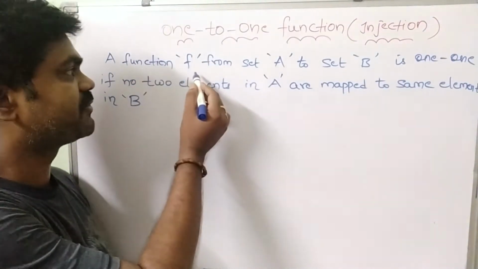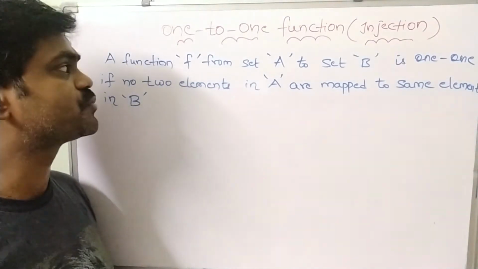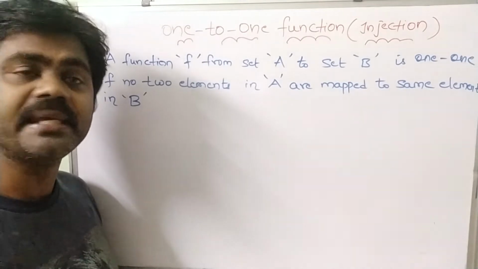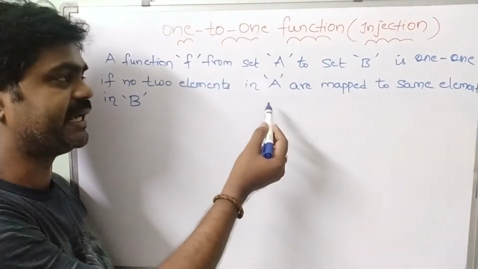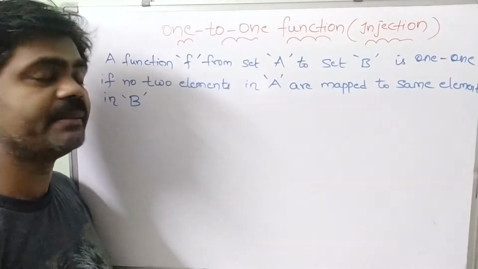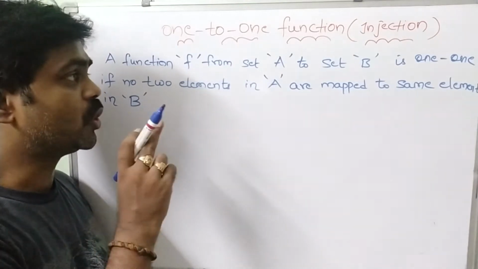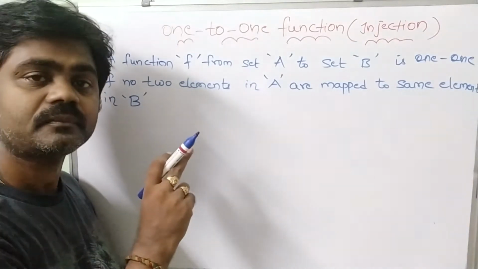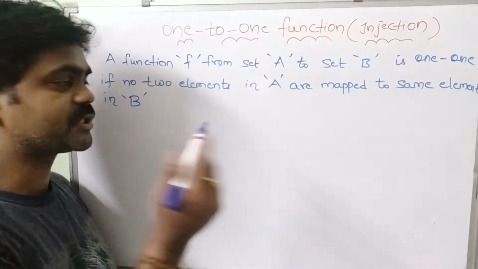A function f from set A to set B is one-to-one if no two elements in A are mapped to the same element in B. So what is one-to-one function or injection? No two elements in A are mapped to the same element in B. Okay, so let's take an example.